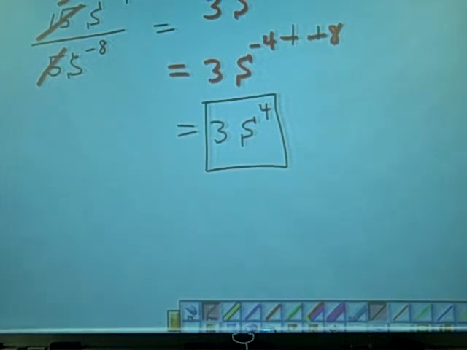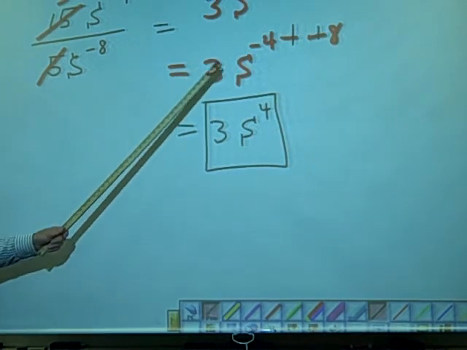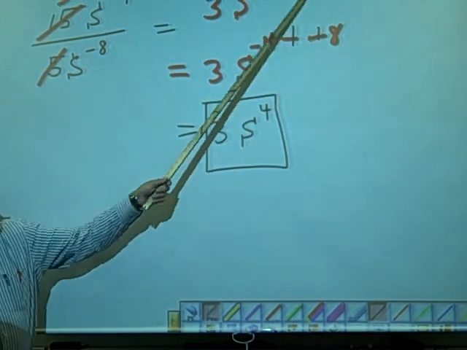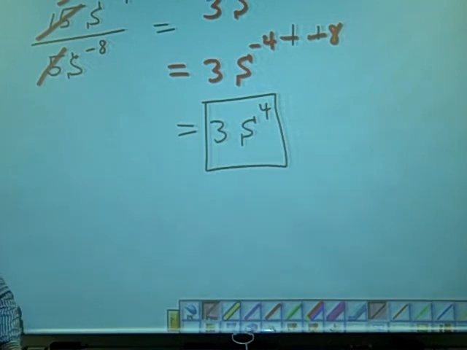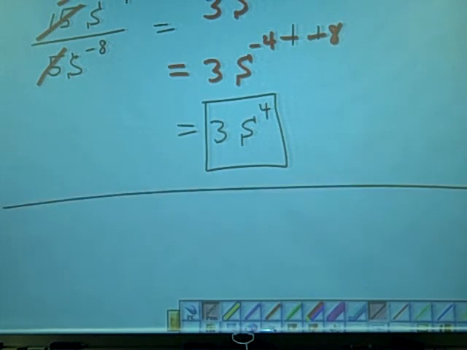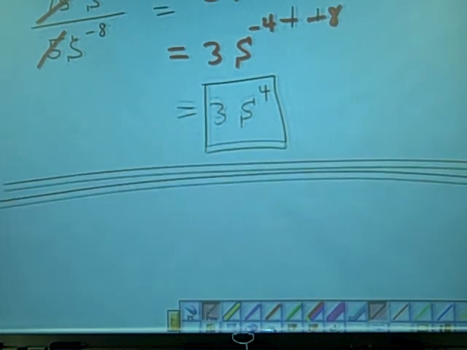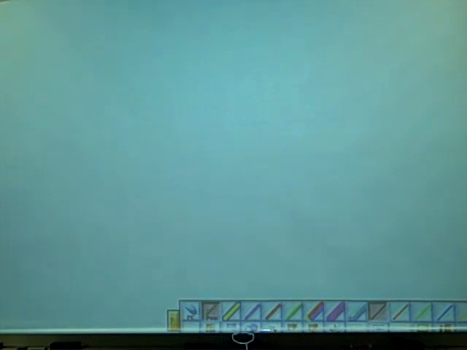So it can be tricky with negative exponents and division. You don't want to skip this step, because if you just look at it and try to work it out in your head, you may get it wrong. So write it down on paper and then look to see if you're going to add, subtract, or do whatever you're going to do with it.